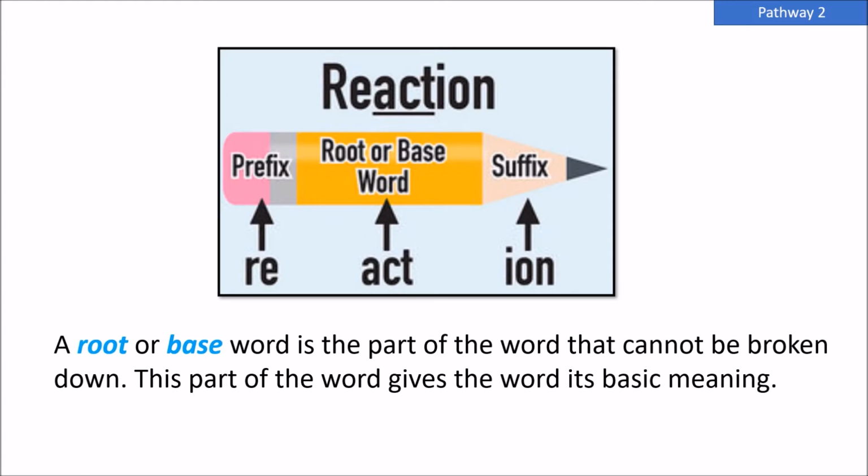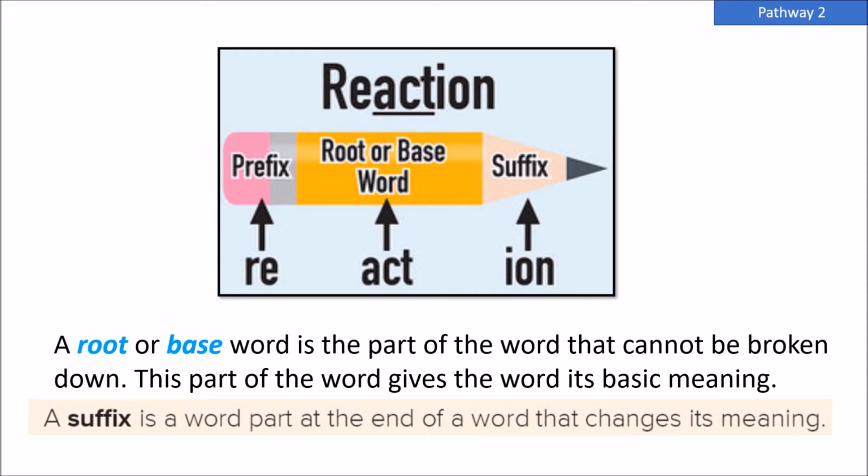A root or base word is the part of the word that cannot be broken down. This part of the word gives the word its basic meaning. So if you look at the example above, the word is reaction, and the root or base word would be act. A suffix is a word part at the end of the word that changes its meaning. So if you look at the example word, the suffix would be the added ion after the base word act.